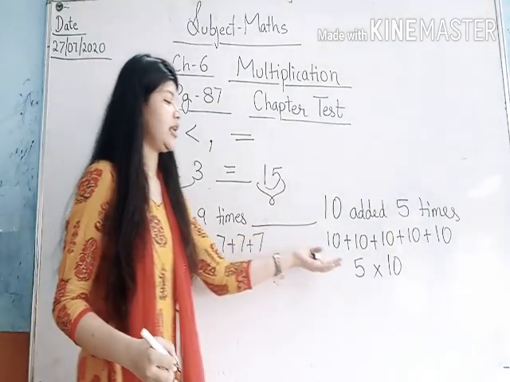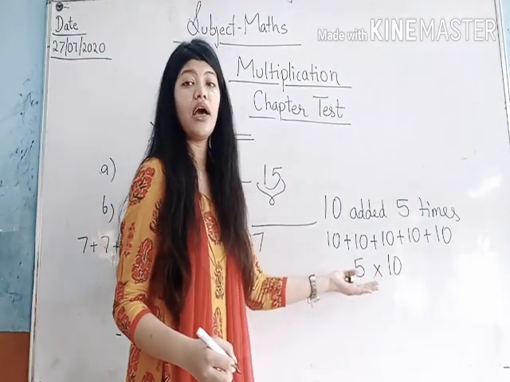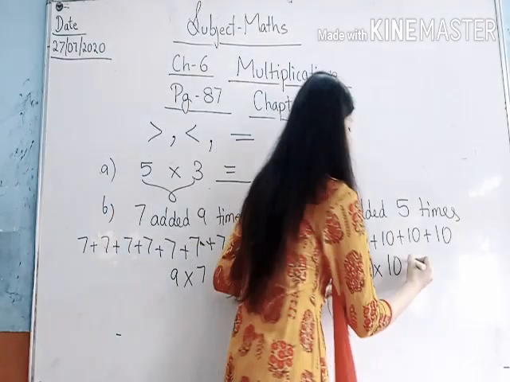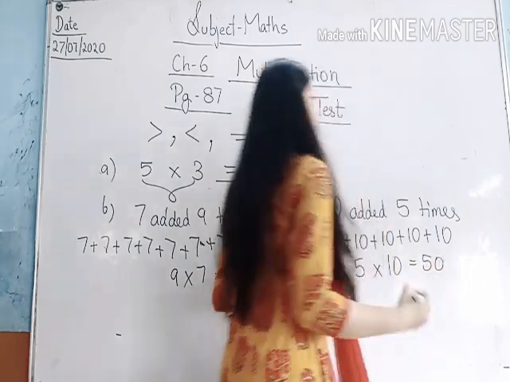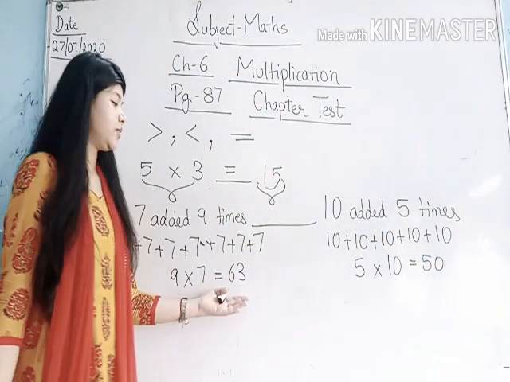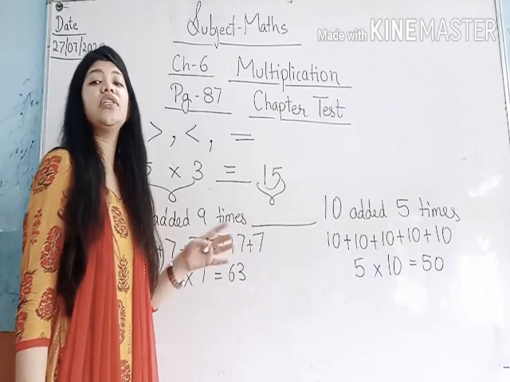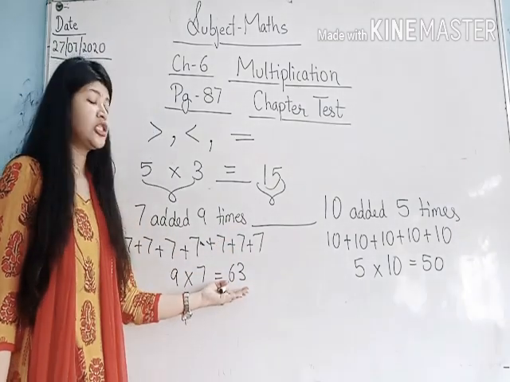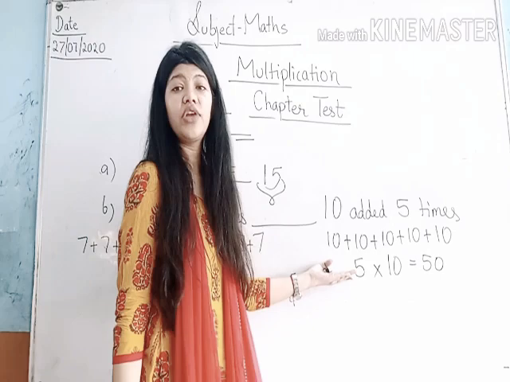And let's come to the next one. 5 tens are. 5 tens is equal to 50. Yes. Now compare these two numbers. Which one is bigger and which one is small? Tell me. 63 is bigger or 50 is bigger?